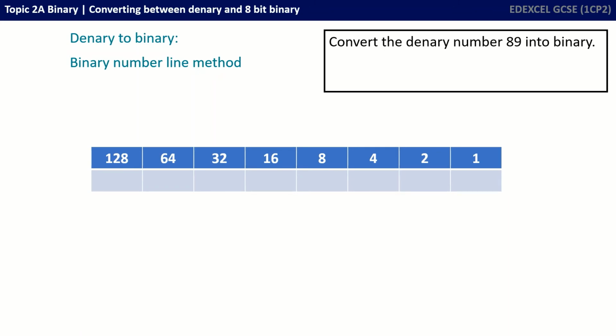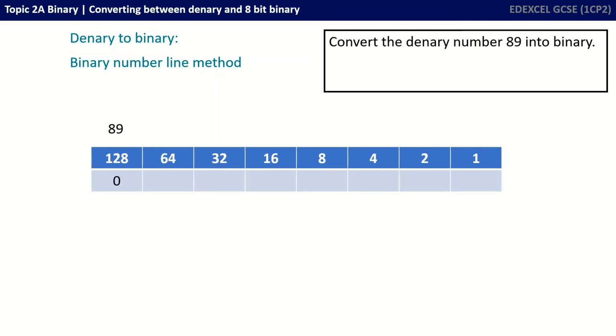Instead, what you'll probably want to remember is simply to write out a binary number line as shown here and consider whether the number you want to store is more than or equal to the value in the column heading. If it is, we write a 1 and reduce the number by that amount. So let's see what I mean.